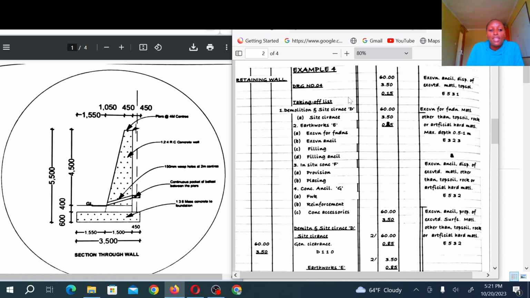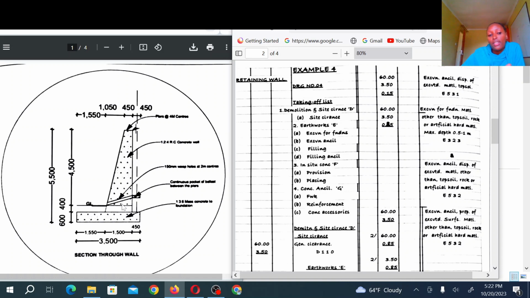On the screen you can see there's a takeoff for the retaining wall here, as in there's the section of the wall which has a width of 3500 in the foundation and 1550 is outside the foundation, outside the wall. Then 1500 is where the wall occupies, and 450 is for the pier behind the wall. So we can see that there are piers which are at 4-meter centers. The concrete in the wall is 1:2:4 reinforced concrete. Then there's a whip hole which is 150 millimeters whip hole at 2-meter centers.